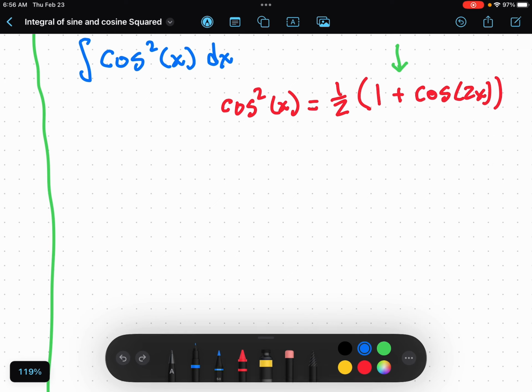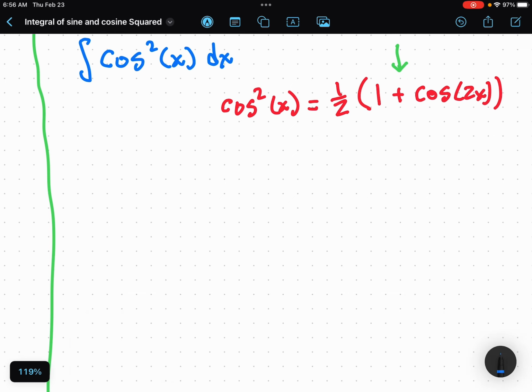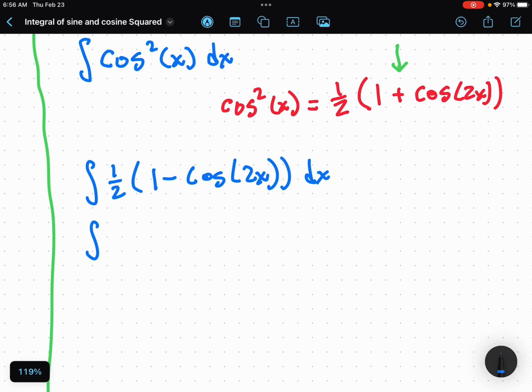Okay, so let's rewrite that thing and get it going. We're going to do this integral. This is 1/2 times 1 plus cosine 2x. And it breaks up into 1/2 dx. Ooh, that's a plus, sorry. Remember, for cosine squared, there's a plus sign. So this is plus 1/2 cosine 2x dx.